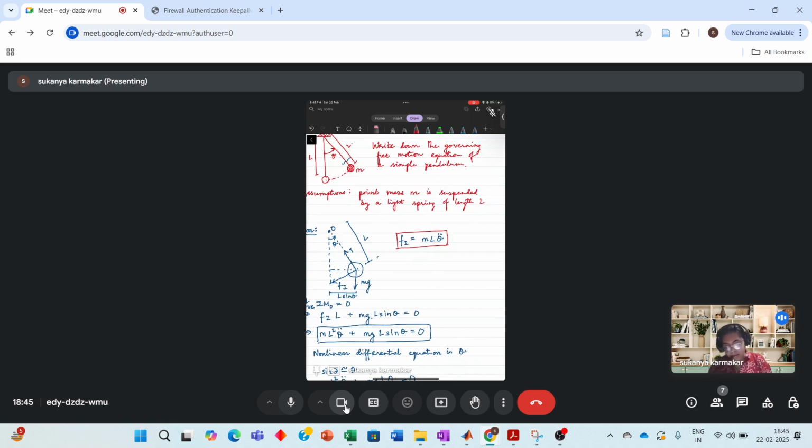So, what is the velocity? Velocity is omega into r. What is r here? R is equal to L. And omega, what is the radial velocity? Radial velocity will just be the change in this rotation, so theta dot. And what is acceleration? Acceleration is v square by r.